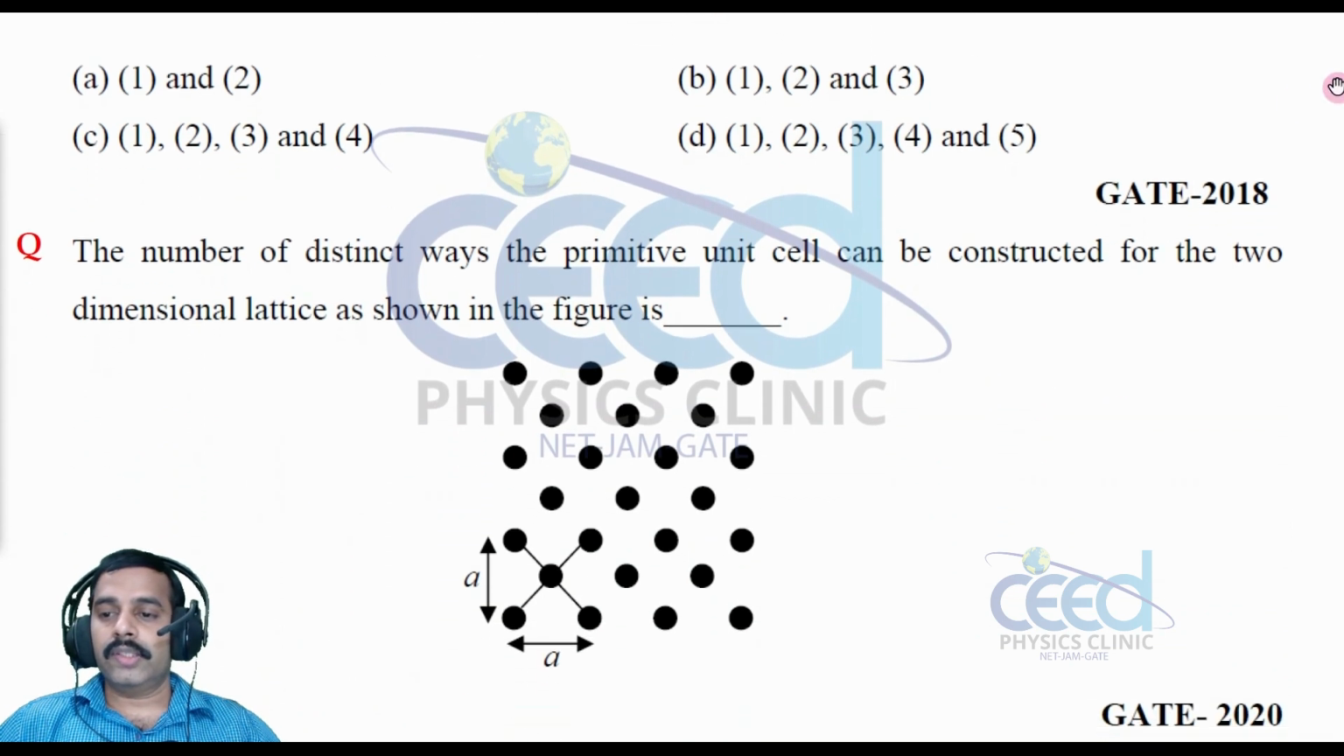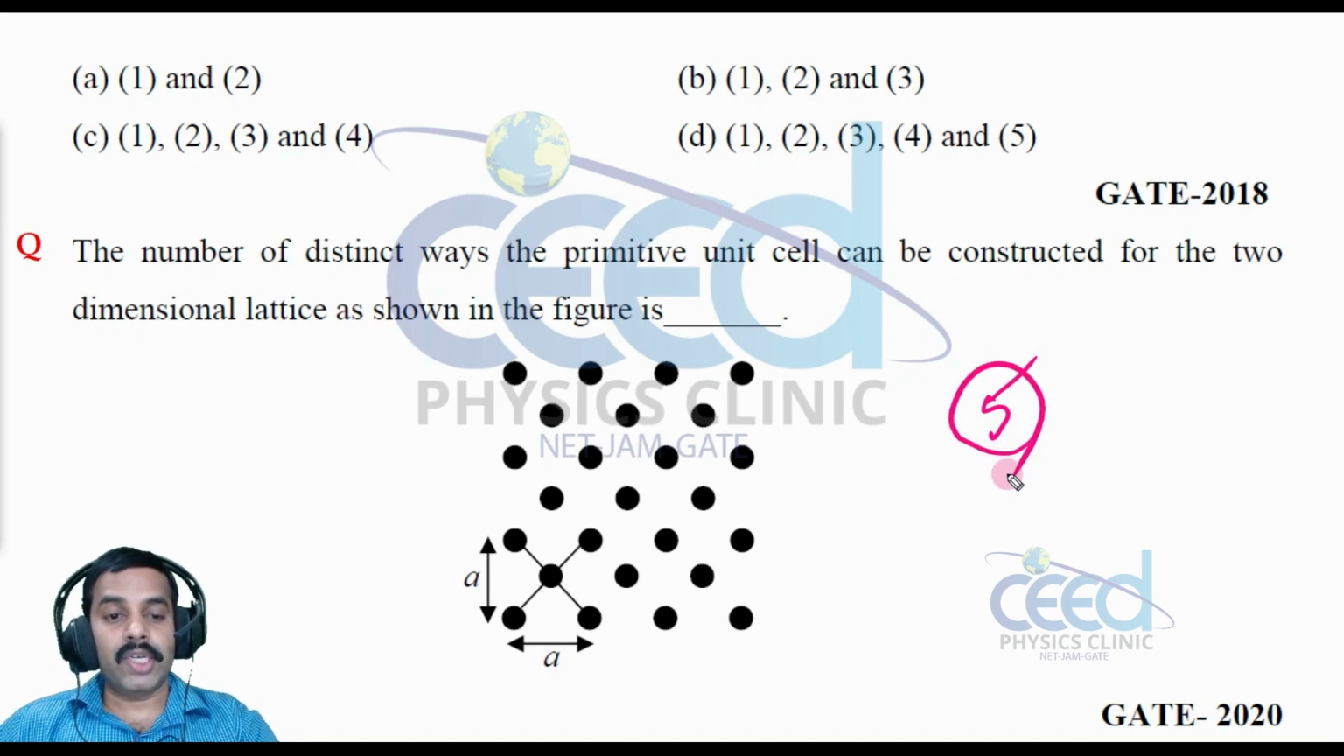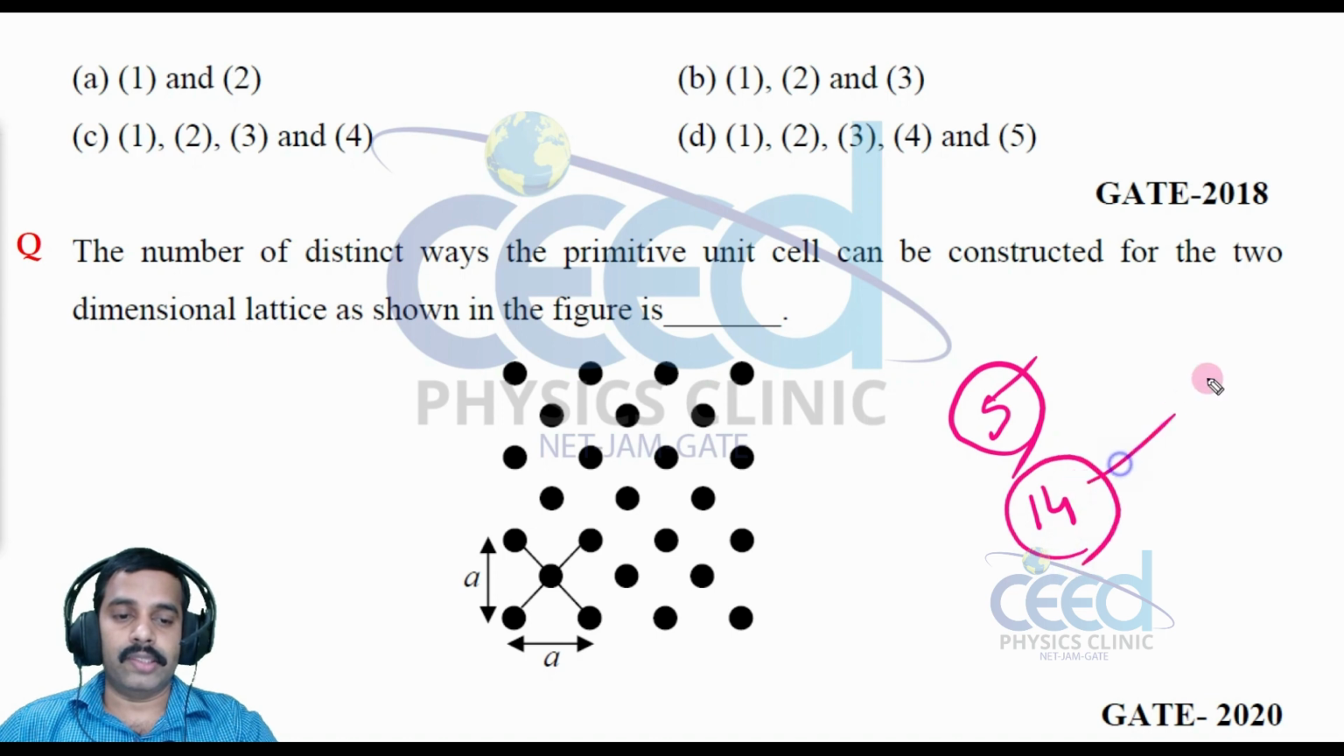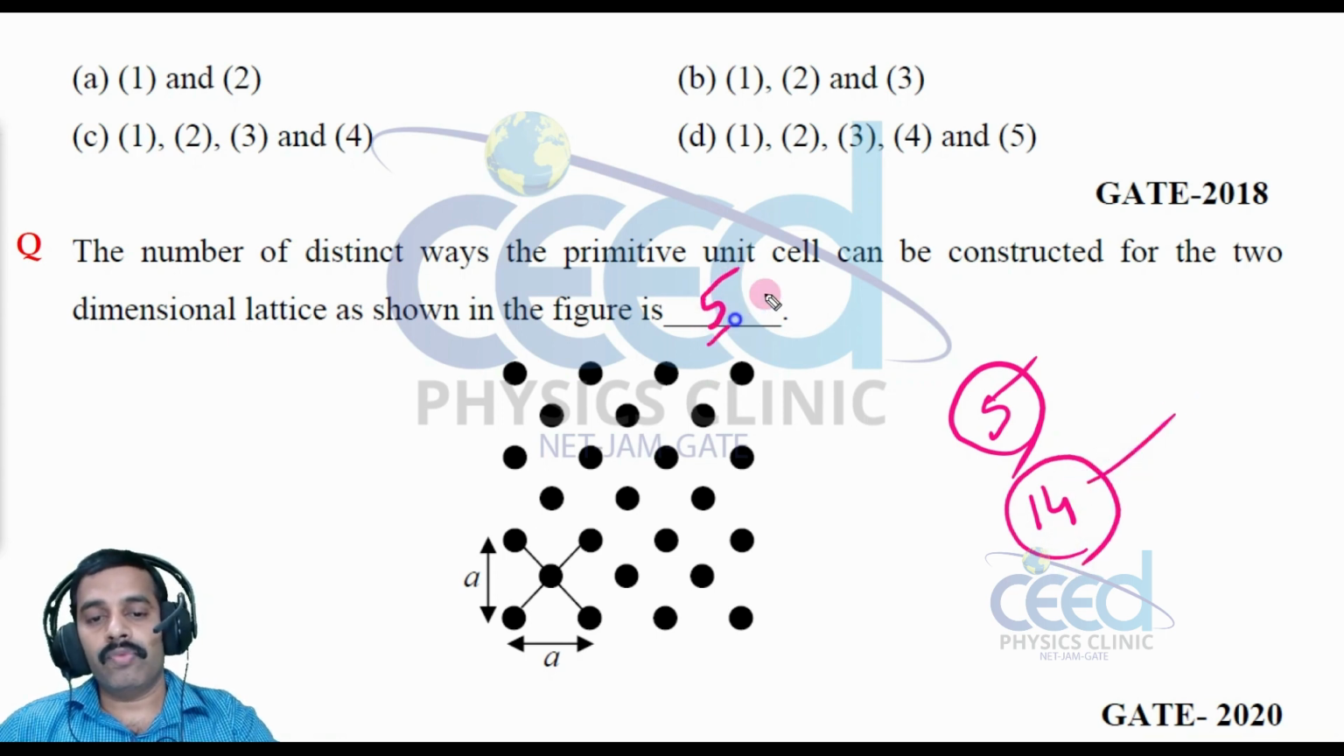The question is, the number of distinct ways the primitive unit cell can be constructed for the two-dimensional lattice as shown in the figure is. So for a two-dimensional arrangement, how many Bravais lattices are possible? 5, right? In a three-dimensional lattice, we have 14 Bravais lattices. So here the answer is 5.